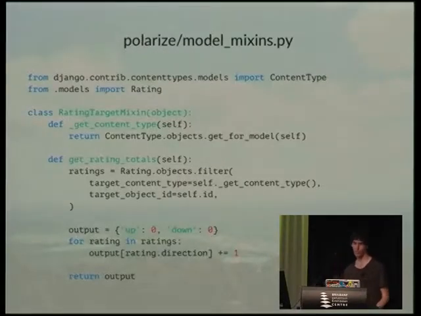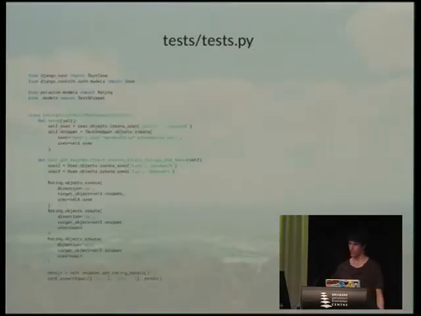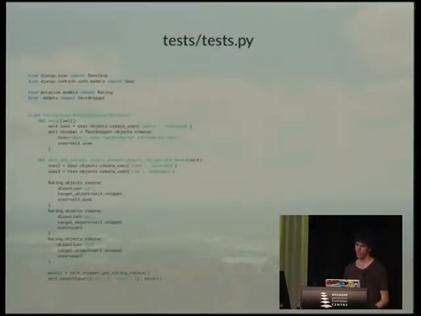So then we have a simple model mixin here. Don't really have to bother reading this code, but it just provides a method to get the rating totals, so the total ratings for a given rating target. And then over in our test models, we've got our text snippet model here, which is solely for the use of testing. And we're just applying that mixin to that model. Then we have our test here. It's not really worth reading this test once again, but it's just a simple test that creates a few ratings and makes sure that the numbers add up correctly.